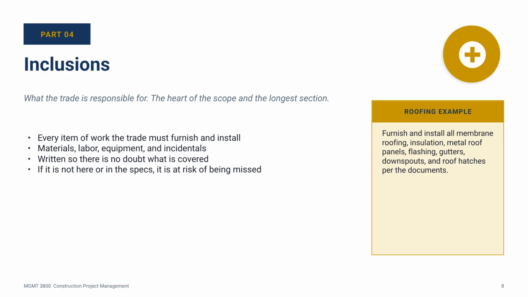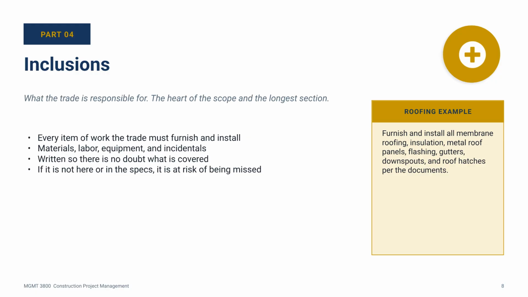Part 4. Inclusions. This is the heart of the scope. The longest section, the one everyone reads first. It is the list of everything the trade is responsible for furnishing and installing. Materials, labor, equipment, anything incidental to the work. Notice how the example reads. Furnish and install all membrane roofing, insulation, metal roof panels, flashing, gutters, downspouts, roof hatches. The list is specific. It is comprehensive.